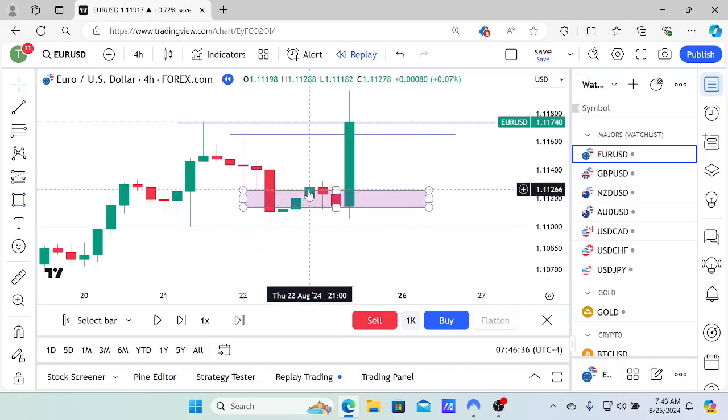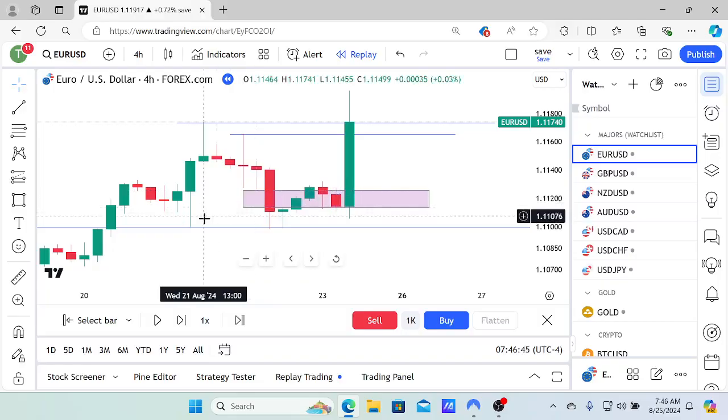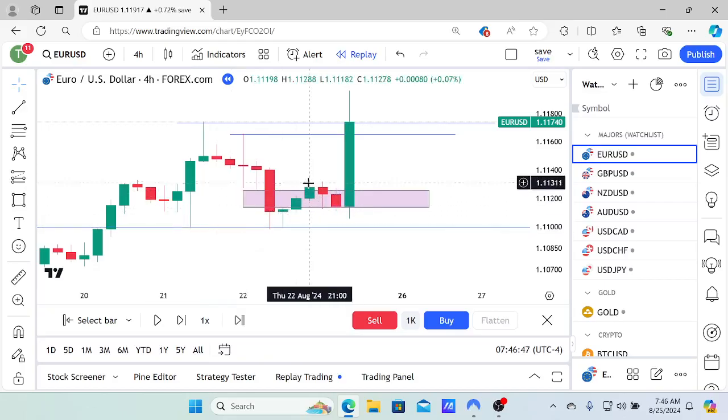You see how it closes above it? So it's telling you, in simplest terms, it did not respect it as a level of resistance. And now you combine that with the fact that it's bullish market structure. It took out higher time frame sell side. Now you get an inverse fair value gap.